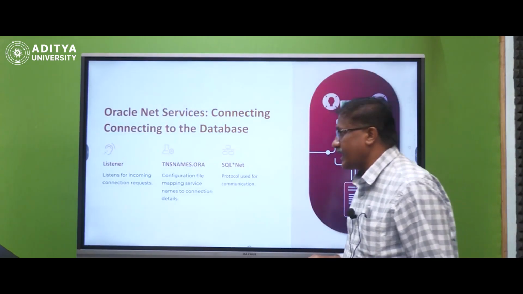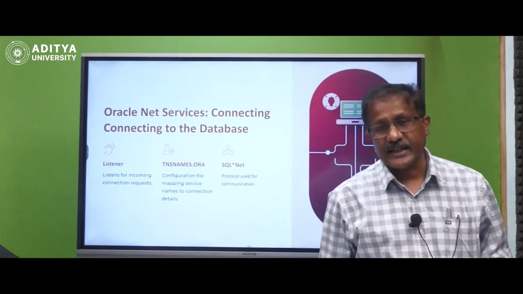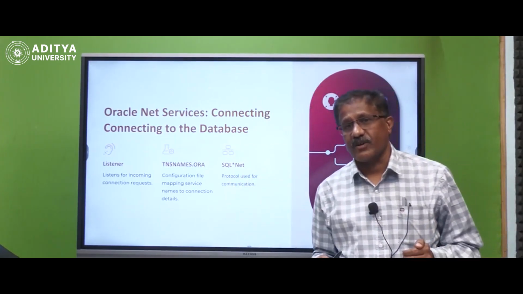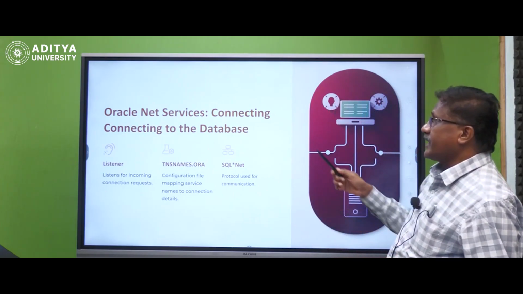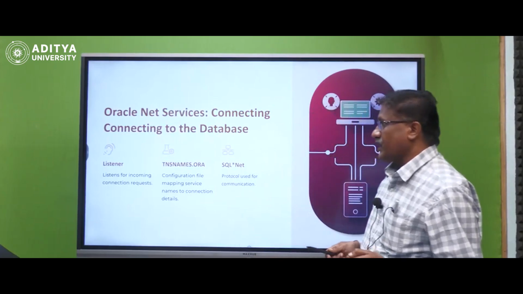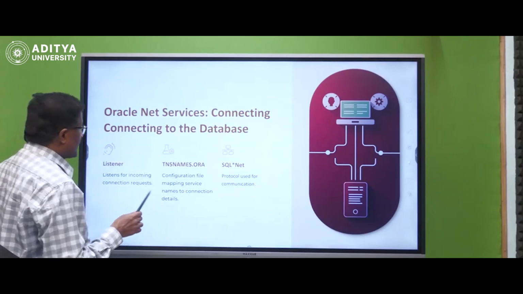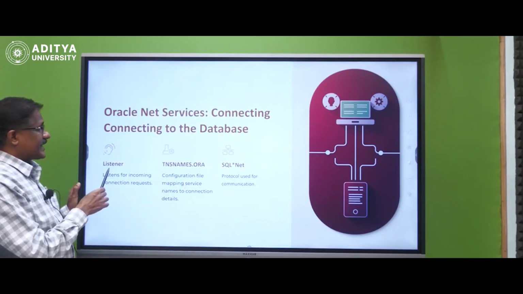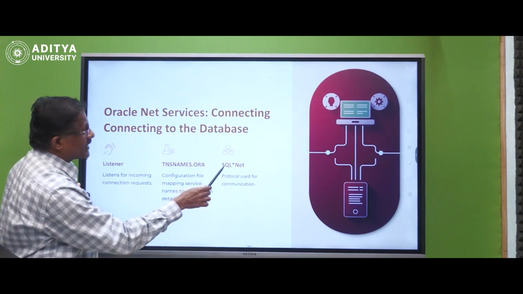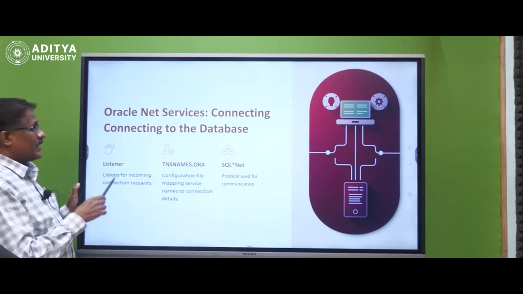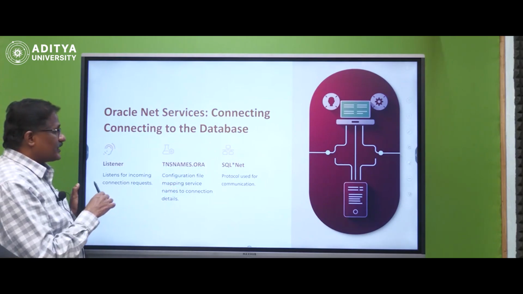Oracle Net Services. Nowadays the internet plays a very important role. It provides technological advancement to databases, as it may be the connection between databases and networking technology. When we talk about Oracle Net Services, there are three things involved here: Listener, TNS names.ora, and SQL*Net. All these internet-oriented applications are connected with the help of these three things only.